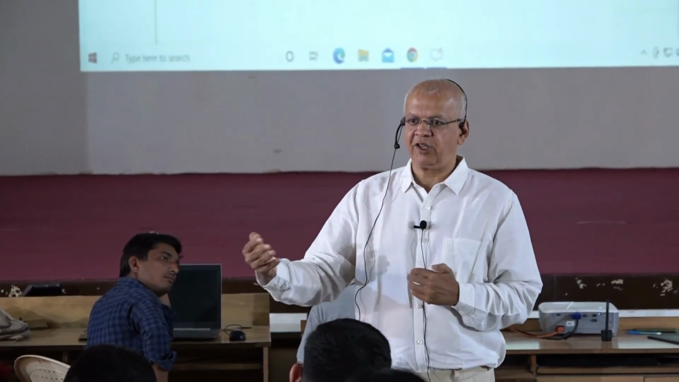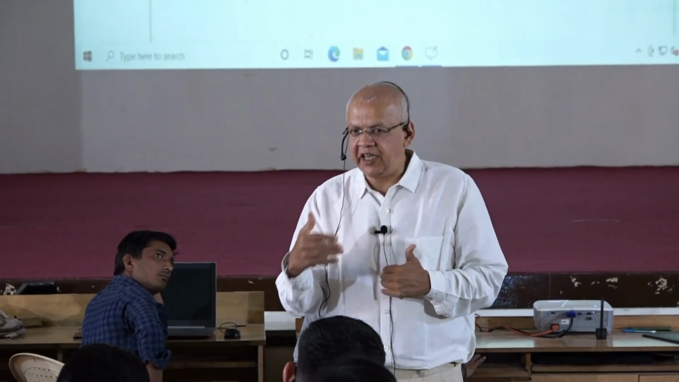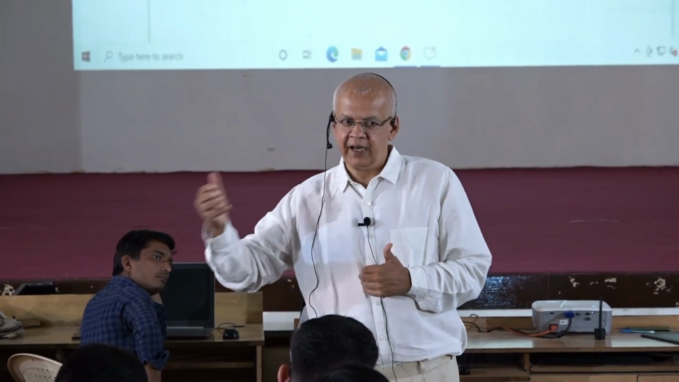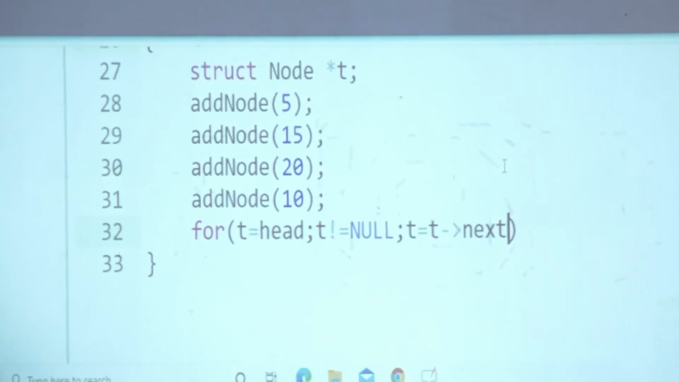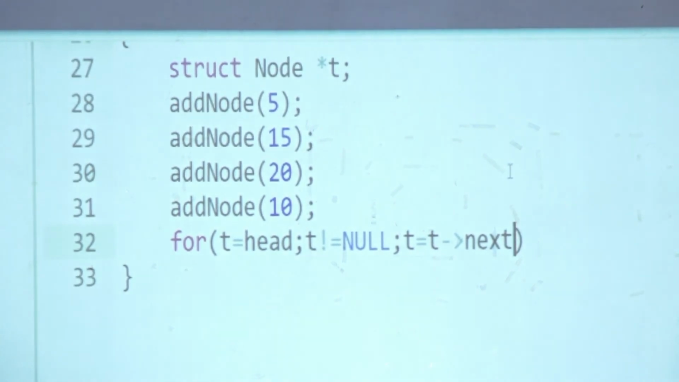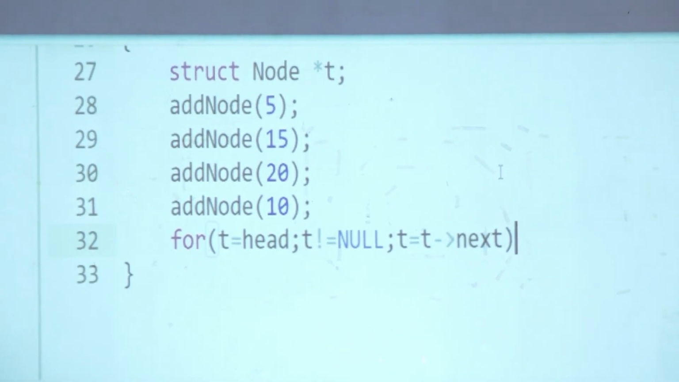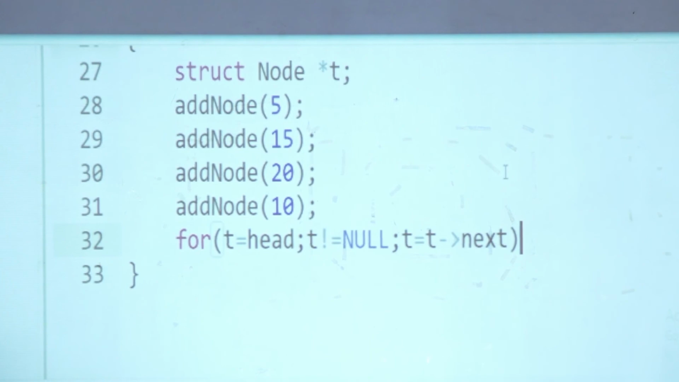So how do you go to the next node from the first node? You say T is equal to T's next. Because they are pointers, you have to use it accordingly. So T is equal to T's next. Okay. So T is equal to head, T not equal to null, and T is equal to T's next. That is how the pointer crawls forward.